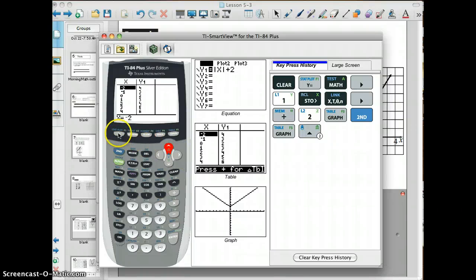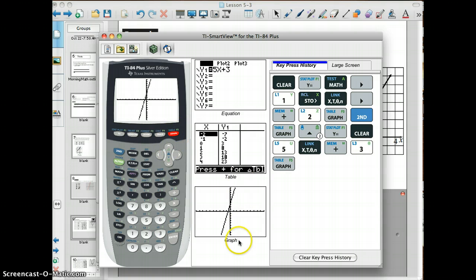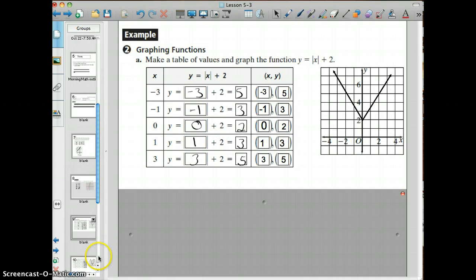You can and should know how to graph linear equations by just typing in something like 5x plus 3. You can see your graph of a straight line is there for you as well. Let's move on to example 3 now.